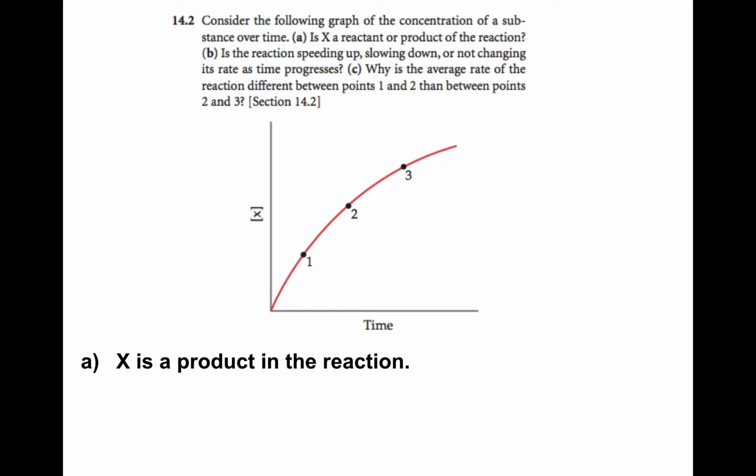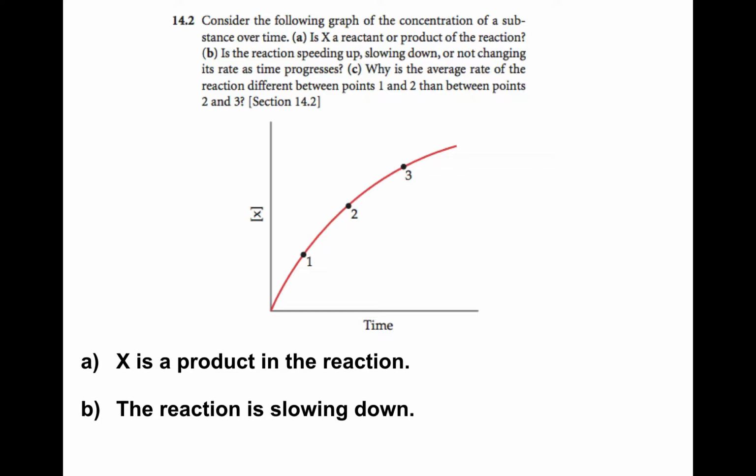B, is the reaction speeding up, slowing down, or not changing its rate as time progresses? The slope of this line gets less and less as the reaction goes on. So looking at these time intervals, we have a steeper slope at the beginning. All right, so for the same increment of time, I have a more drastic increase in concentration. As time goes on, it gets shallower, so it's slowing down.